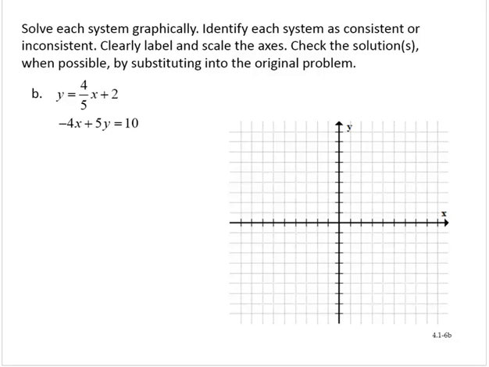Alright, so let's look at another one. Here we have y equals 4/5 x plus 2 and negative 4x plus 5y equals 10. So let's graph the first one. Notice it's already in slope-intercept form, so I'll graph this line in blue. It has a y-intercept of 2. So let me put some scale on this.